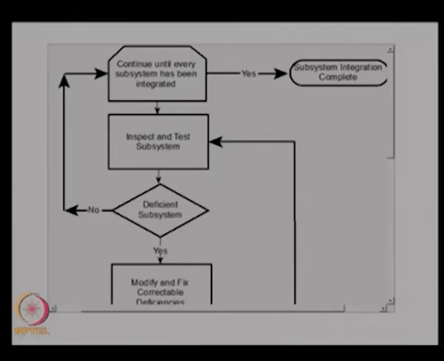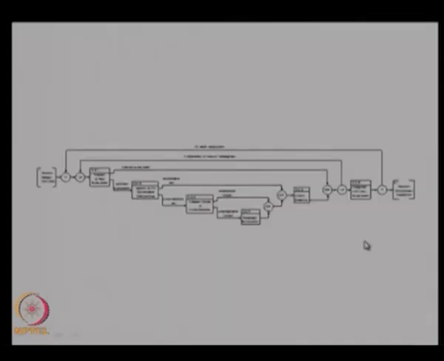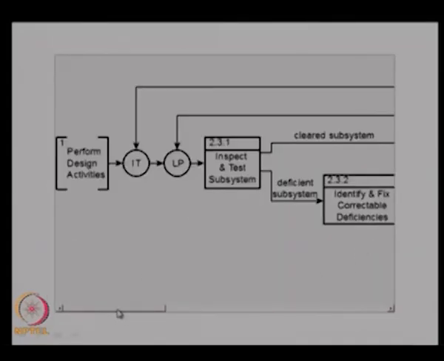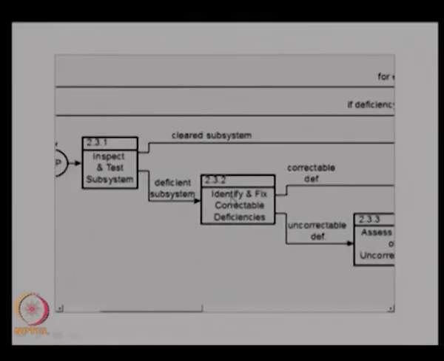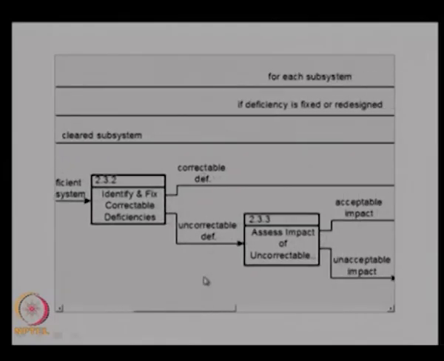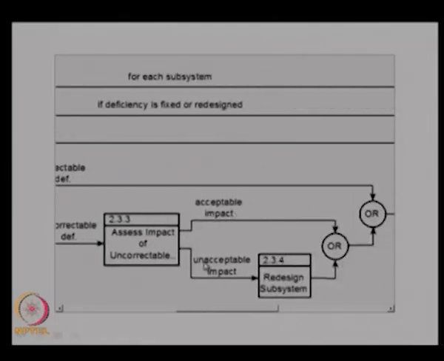So, the configuration item integration or the component level integration and subsystem level integration. And the same thing can actually be shown as a function flow block diagram. We will discuss about the function block diagram in one of the coming lectures. So, this is basically the same flow chart whatever we have shown, shown here as a function flow block diagram. IT represents the iterations and LP is the loop. So, we perform the design activities and then inspect and test the subsystem, and the deficient subsystem will go through one channel and cleared subsystem will go through another one, and it will be unacceptable deficiency and correctable deficiencies, and here again acceptable impact and unacceptable impact.